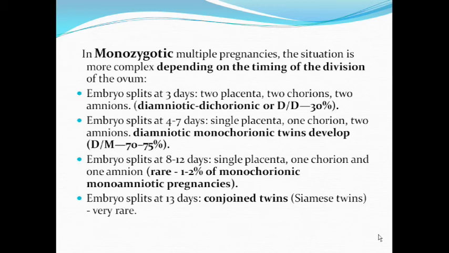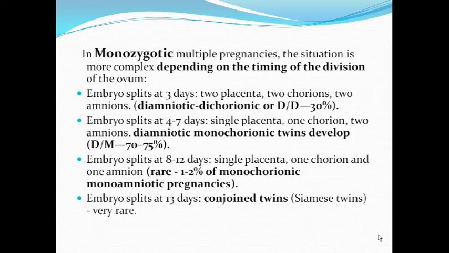When the embryo splits at 4 to 7 days, the chorion is already formed. So there is development of a single placenta, one chorion only, but two amnions. So there will be formation of monochorionic diamniotic twins. It is seen in most of the cases, that is 70 to 75% of monozygotic twins. Fine. So the majority of monozygotic twins are monochorionic diamniotic, that is single placenta, one chorion and two amnions.